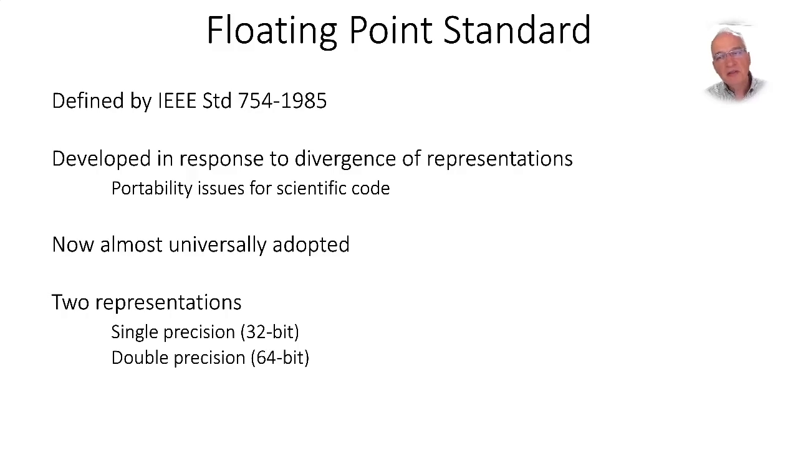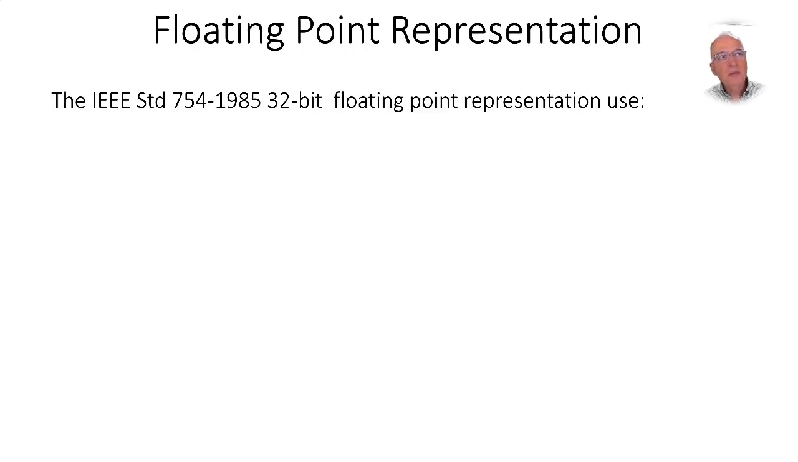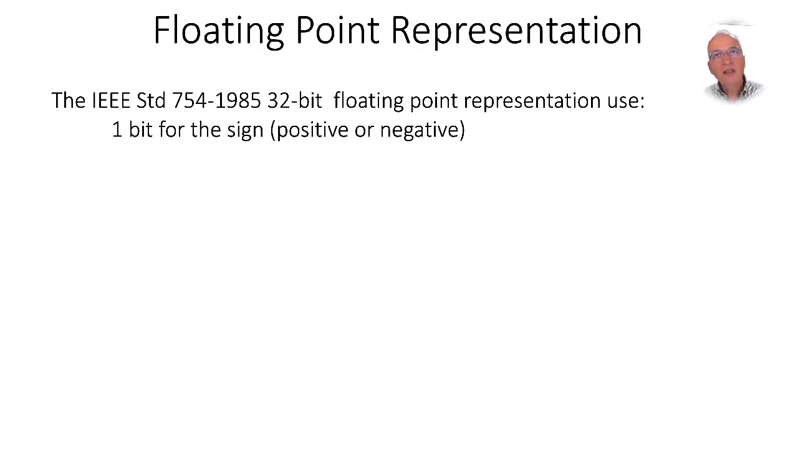And there are 2 representations in this standard. There is the single precision representation, where a real number occupies 32 bits, and there is a double precision representation where a real number occupies 64 bits. So this IEEE standard floating point representation will use 1 bit for the sign. That bit indicates whether the number is positive or negative and has no effect on the module of the number at all. So I have 1 bit for the sign.